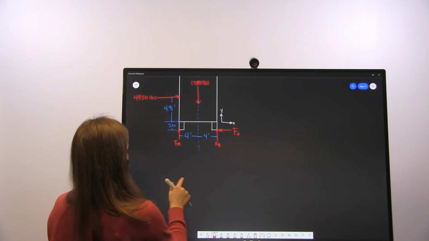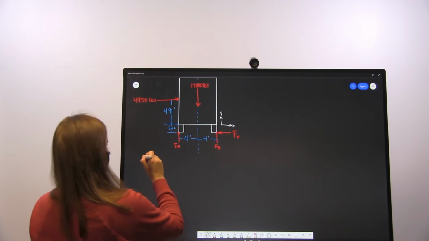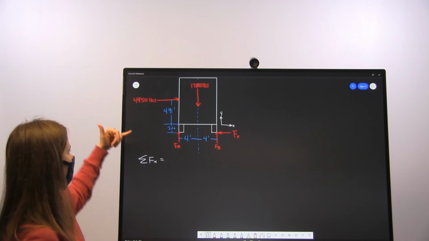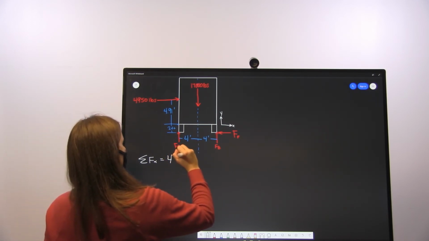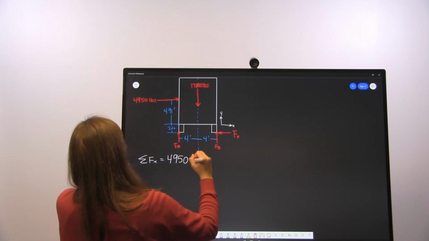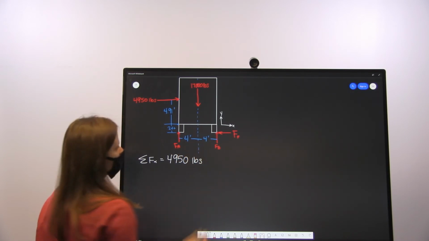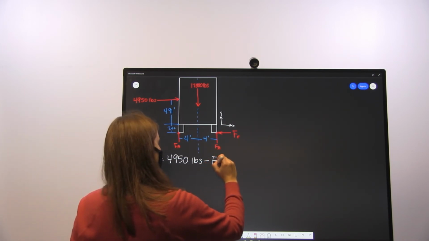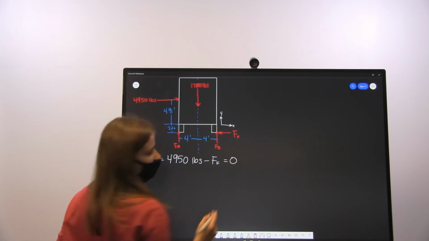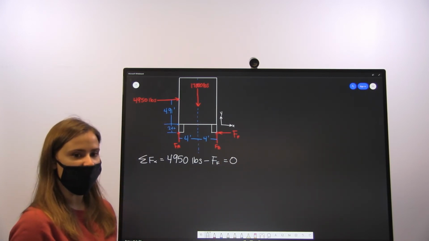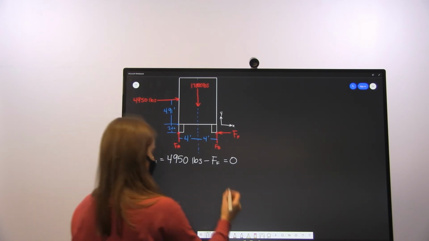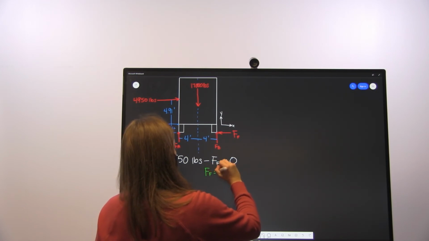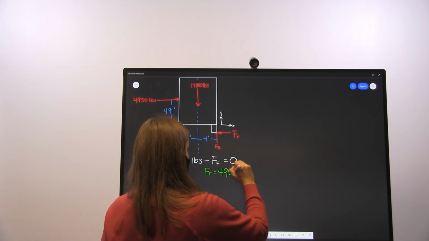So we can first do the net forces in the x direction. That's going to be our positive 4,950 pounds, because if it's moving to the right, it's going to be positive, minus our force of friction, and that's equal to 0. So right off the bat, we know that our force of friction is equal to 4,950 pounds.